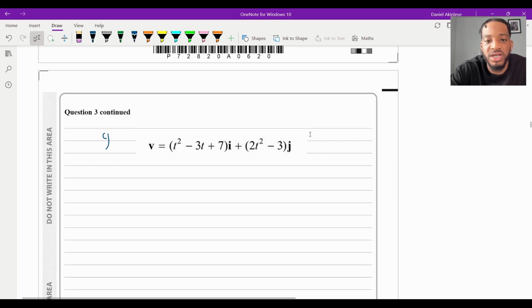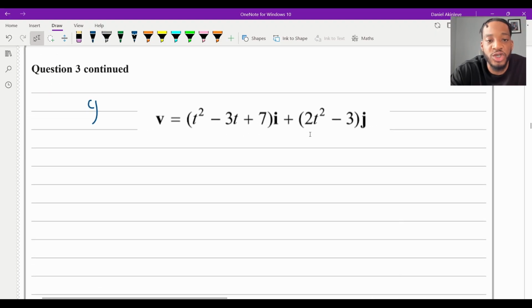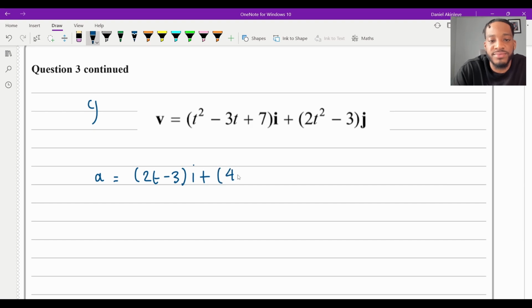Okay, so remember, we need the acceleration, so we just need to differentiate with respect to t. So a will just be equal to, differentiating this component here, 2t minus 3 i, plus, and then we differentiate this component, it's just going to be 40 j. So that's that done.